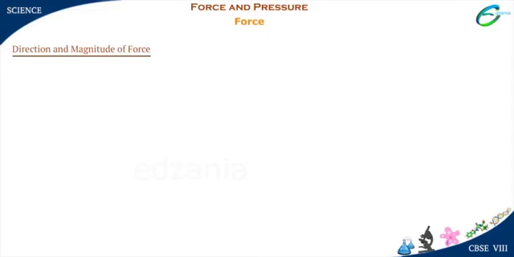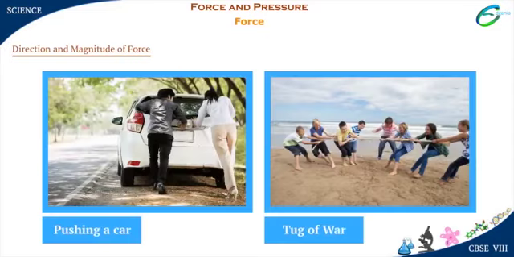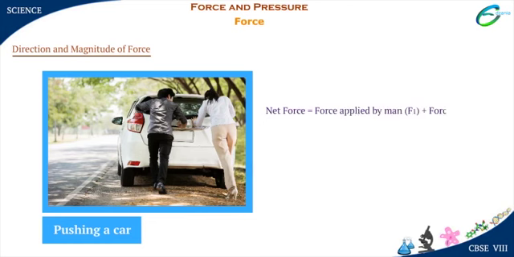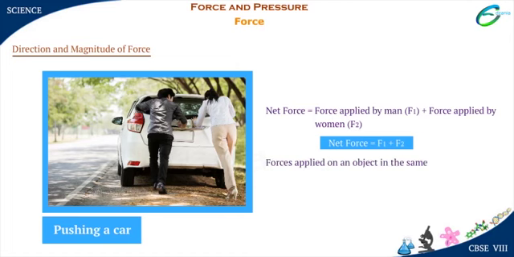Direction and magnitude of force. Can you point out the difference in the two images which are displayed on the screen? In the first case, a man and a woman are pushing a car. They are pushing the car in the same direction. So the net force on the car will be the force applied by the man plus the force applied by the woman. Forces applied on an object in the same direction add to one another.